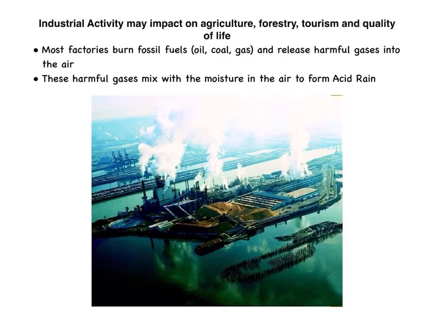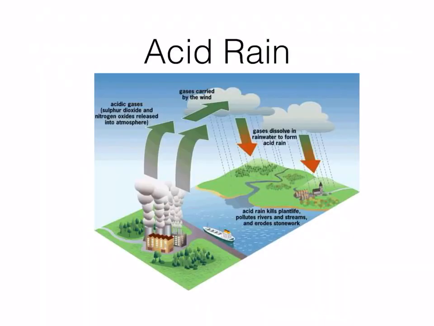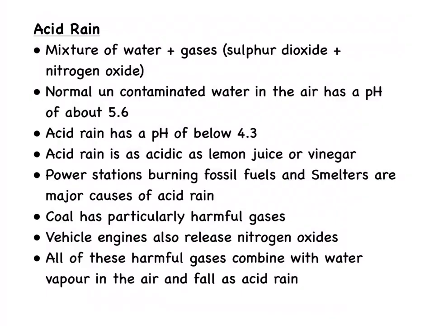So regular, normal rain is just normal moisture, uncontaminated. Whereas acid rain is moisture mixed in with gases, okay? So acid rain is a combination, a mixture of water and gases. What gases am I talking about? Sulfur dioxide, nitrogen oxide, okay? So that's what we're talking about when we mention acid rain.